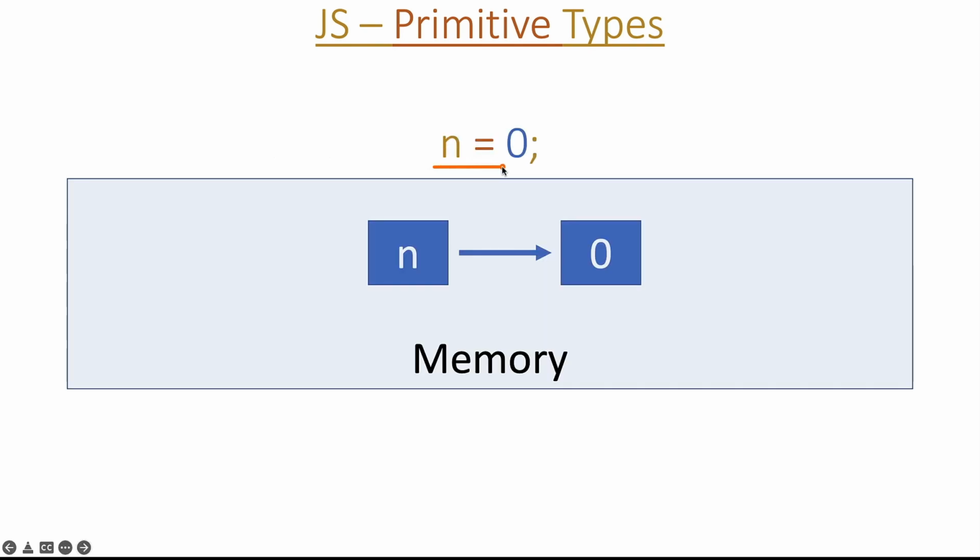So here we have the code n = 0. That means the variable n is being assigned the value 0. And if we were to illustrate how this looks in memory, it would look like this. We have the variable n over here, which is pointing to the value 0 in memory.